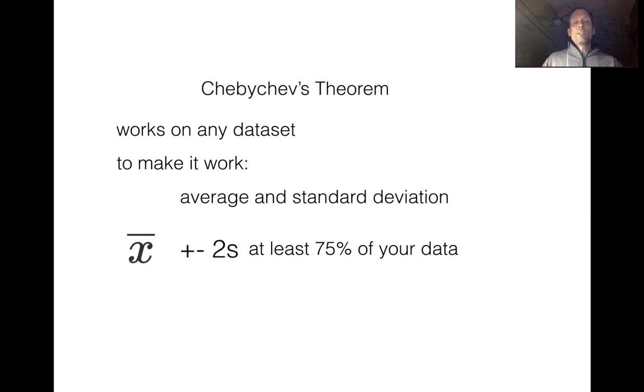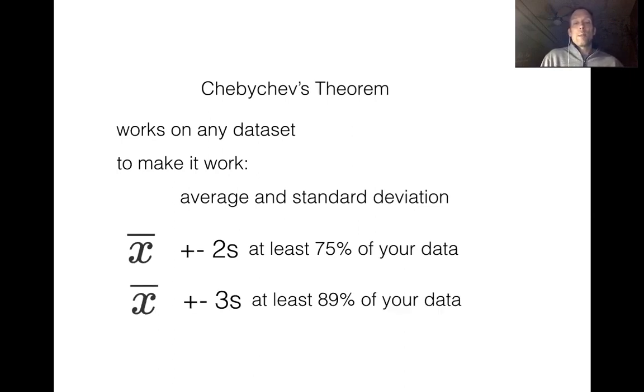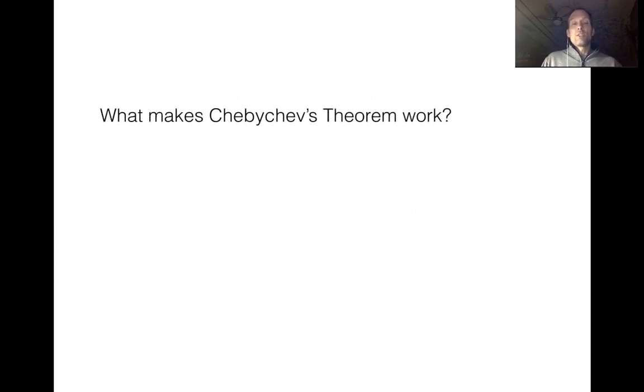So what happens if you do this with 3 standard deviations? If we take our sample average and add and subtract 3 standard deviations from it, now you're going to get at least 89% of the data in your data set. In the book, they're probably going to say 88.89%, but we can round to 89 just to make our lives a little easier. So how did Chebyshev figure that out?